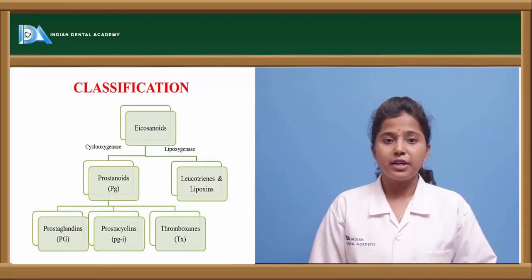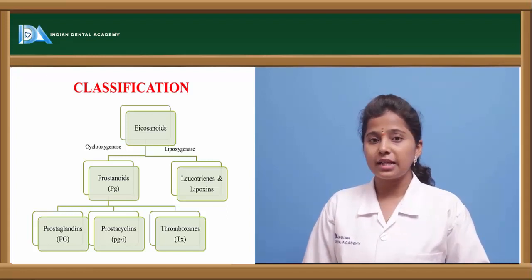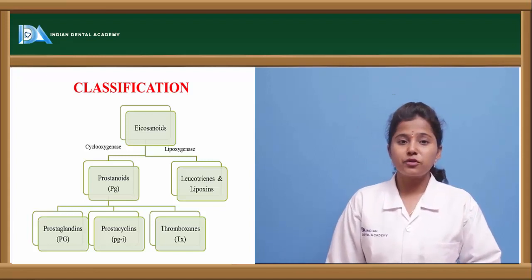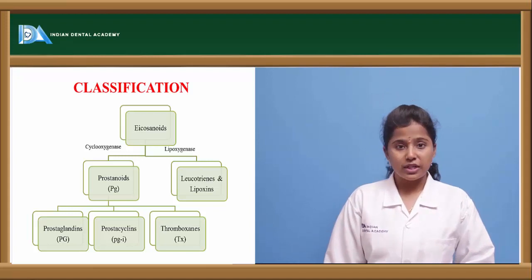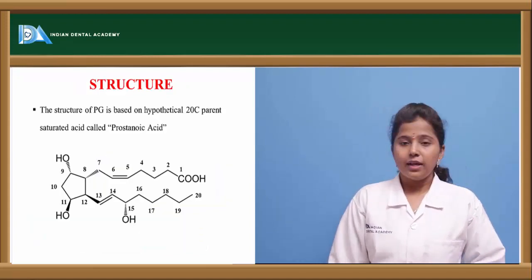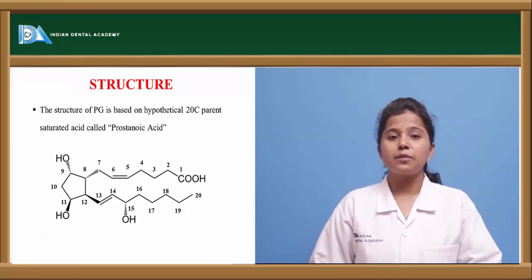Eicosanoids are classified into two types. One is prostanoids and the other is leukotrienes or lipoxins. Prostanoids are further classified into prostaglandins, prostacyclins and thromboxanes. We will discuss in detail the class of eicosanoids that are prostaglandins.